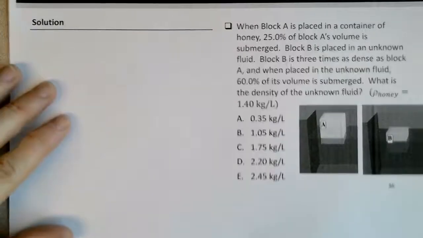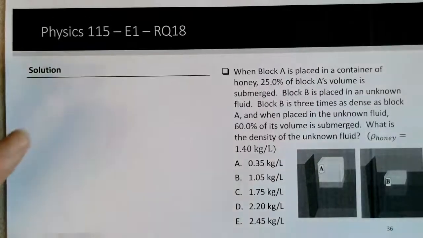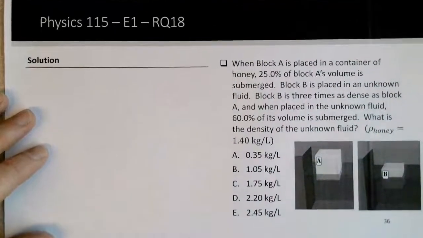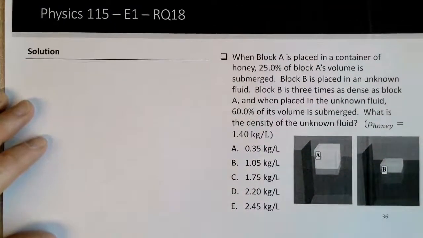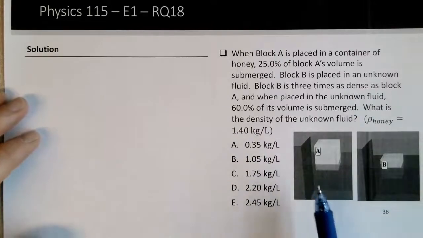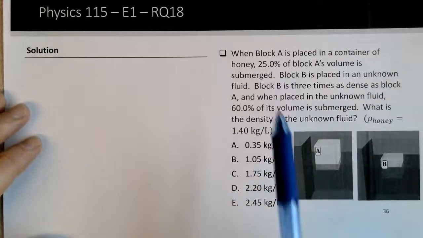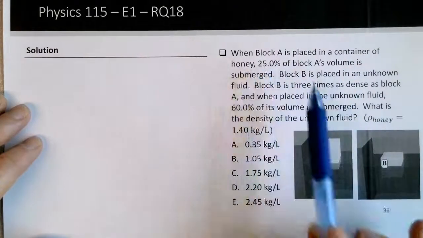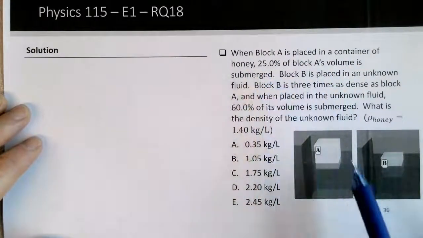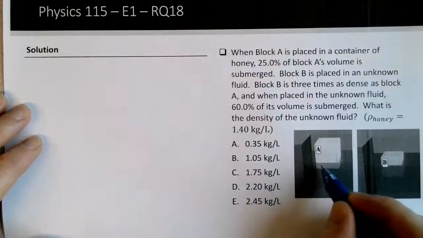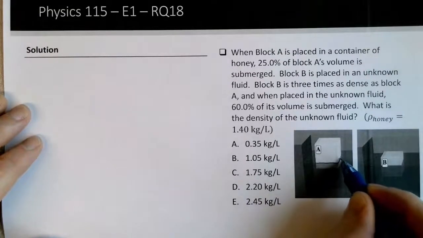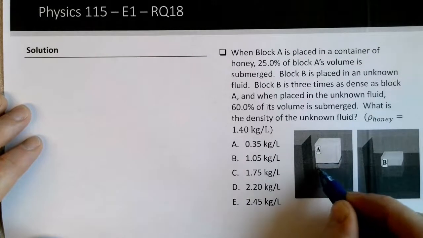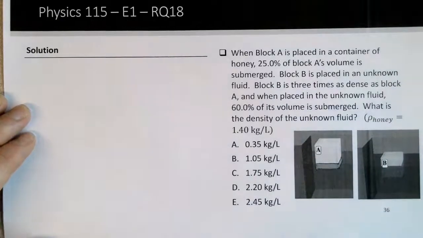Okay, so question 18 of the exam 1 review. Moving on to buoyancy. Sorry, the figures are slightly dark here. So what we have is block A. Block A is placed in a container of honey, and 25% of the block's volume is submerged. So that's what the picture is representing. There's only 25% of the block submerged, 75% above the surface of the honey.